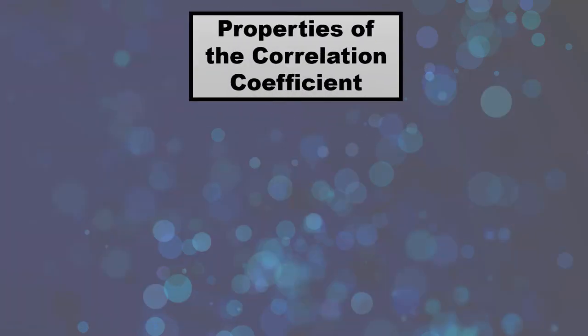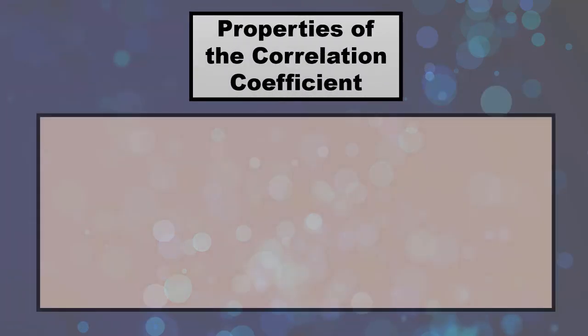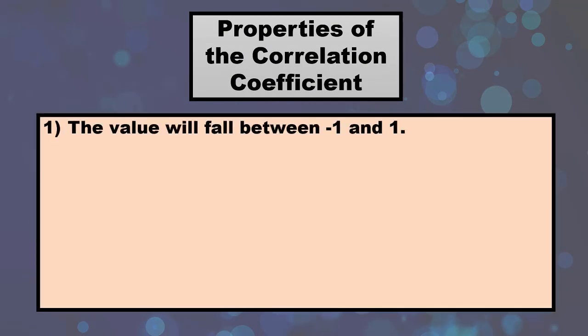So what are the properties of the correlation coefficient? Well, the value will always be somewhere between -1 and +1. If you compute a correlation coefficient and you get some value that's not between -1 and +1 on your calculator, then you did it incorrectly, and you need to go back and figure out what went wrong.